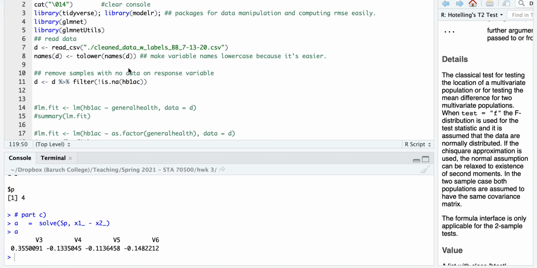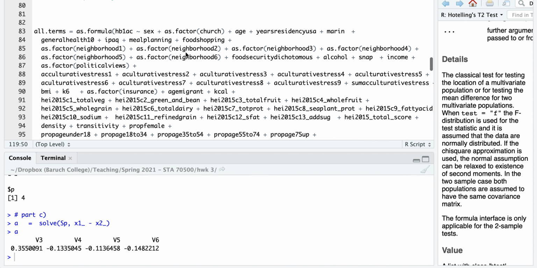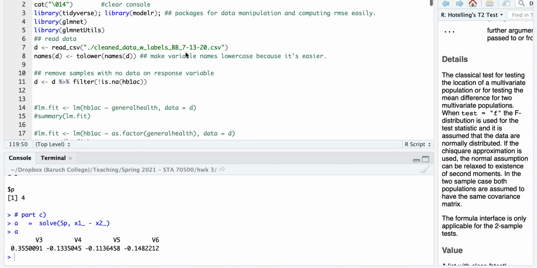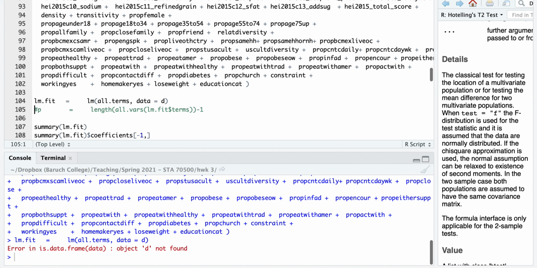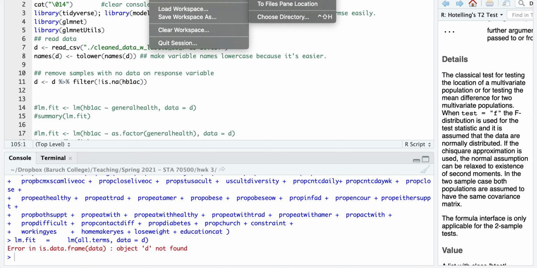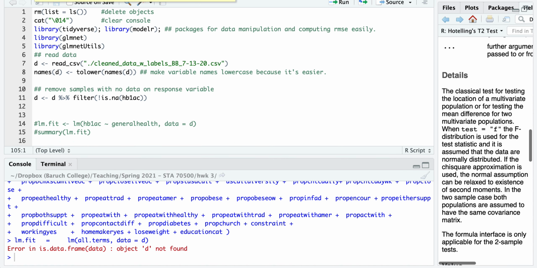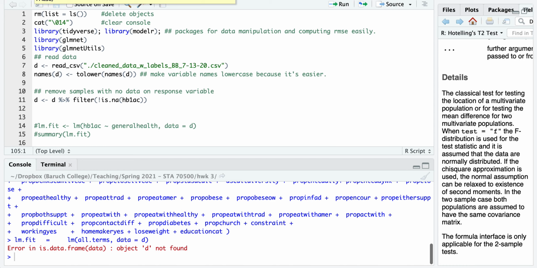So remember the public health data? And remember we had some problems here. So let me just run it from the beginning. Okay, always remember to set the working directory to source file location.